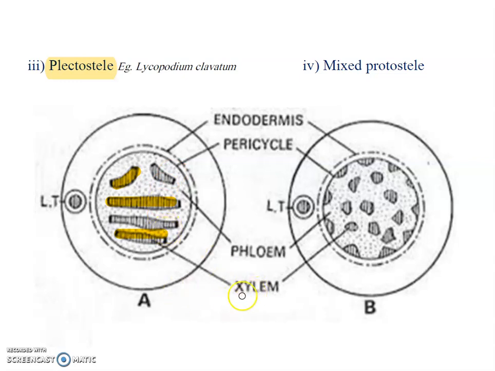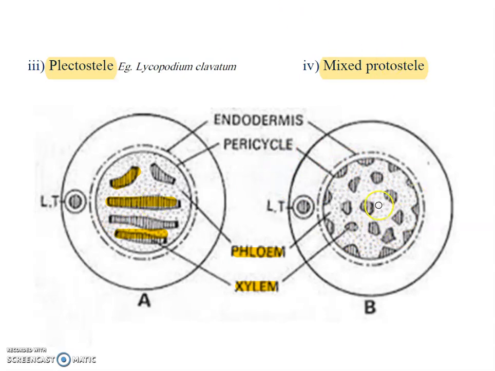So in this condition, what happens? Xylem tissues are plate-like, plectostele. So it is called plectostele, and phloems are cut down these xylems and go from this end to this end, called phloem. Not surrounded, but they pass from the xylem. And mixed protostele: in this condition, the shape of xylem is variable, not plate-like, and here phloem also passes through the xylem. So this is called mixed. This is a mixed one. This is plate-like, so it's called plectostele.